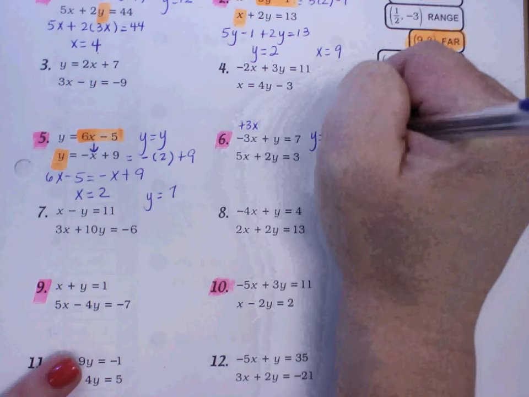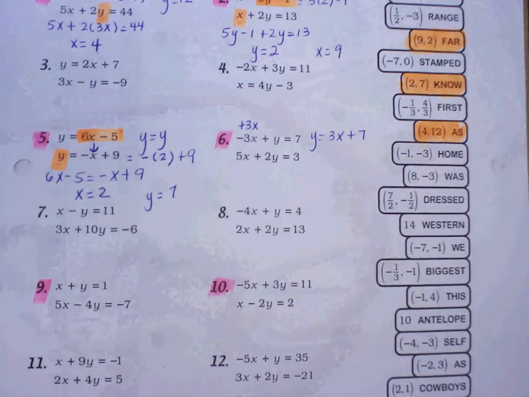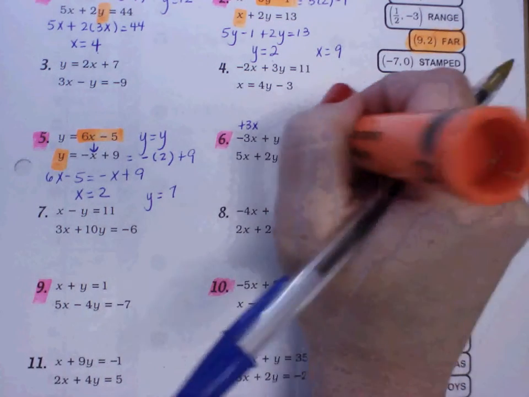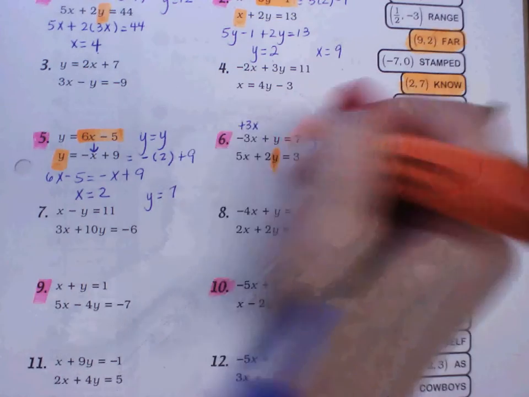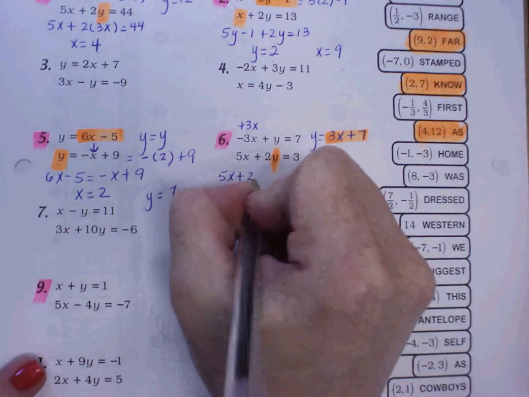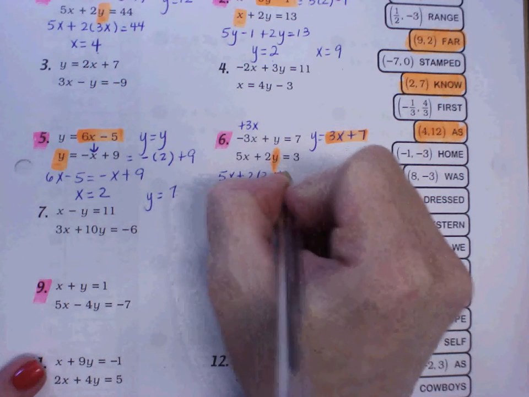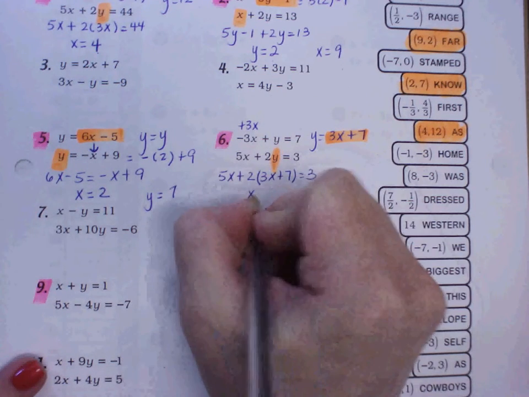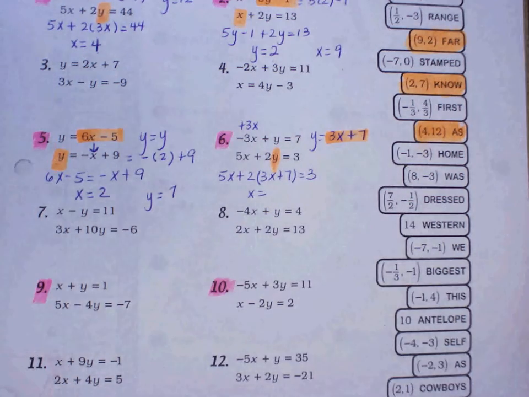And now I'm going to take this and substitute it for the y. Very good. So this would be 5x plus 2 times the quantity 3x plus 7, and that equals 3. You guys have it made because you can use equation solver. When I was in school, I wasn't able to, so I had to do a whole lot of math before I could find my answers.